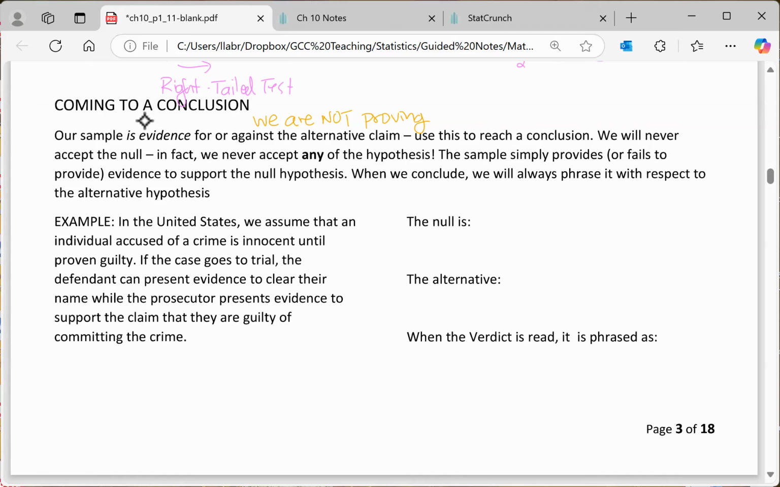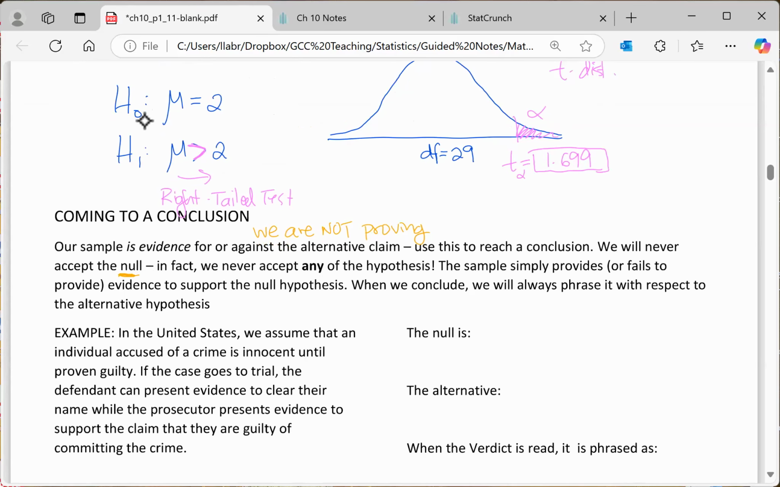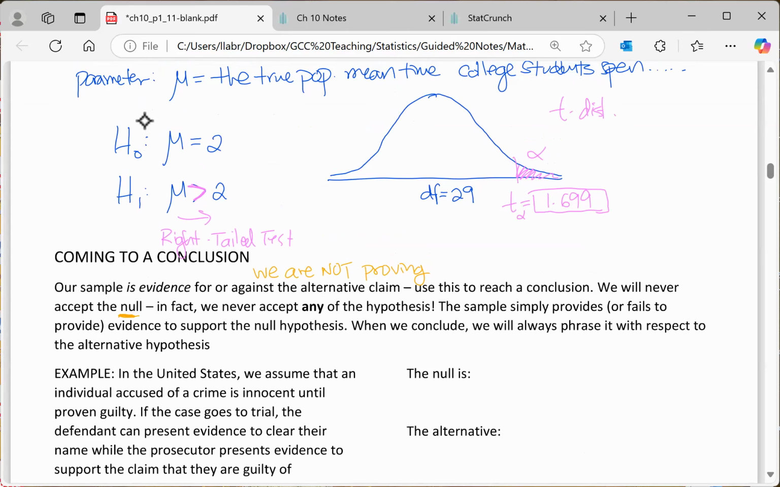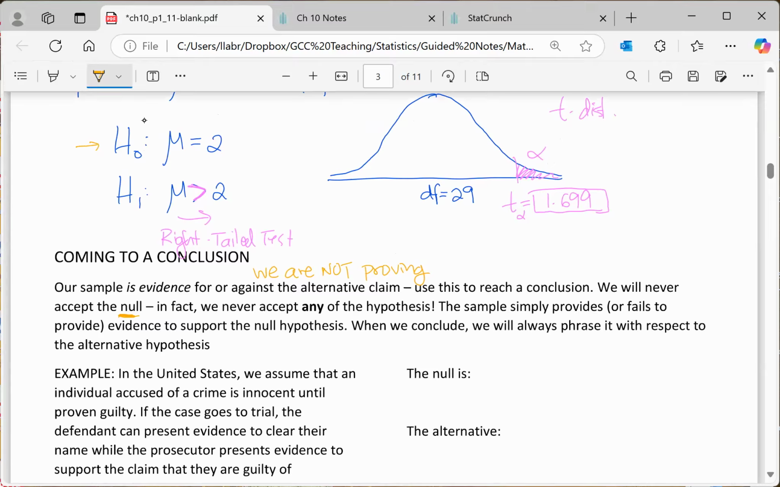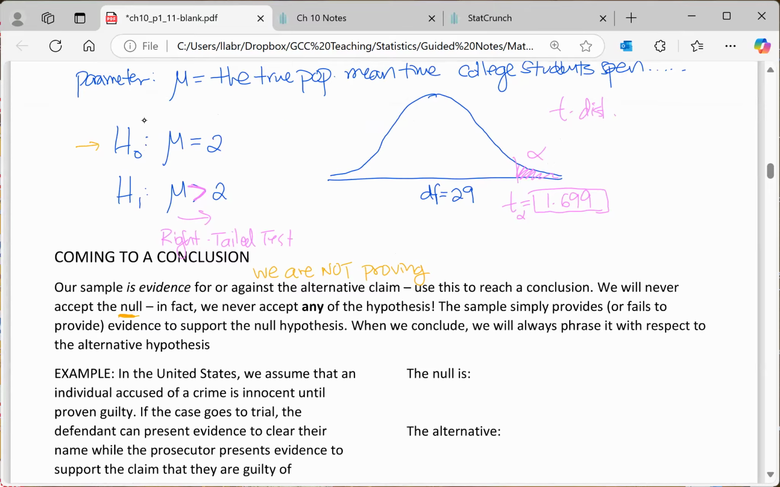There's no way to prove any of that, because all of our claims are based on probabilities, and we're never 100% certain. So we're never going to accept the null. We're never going to say, oh yeah, you're right, the mean is exactly 2. We're never really going to accept the null or the alternative. We're simply going to say it looks like H0 could be true, or it looks like H1 could be true. And that's about it.